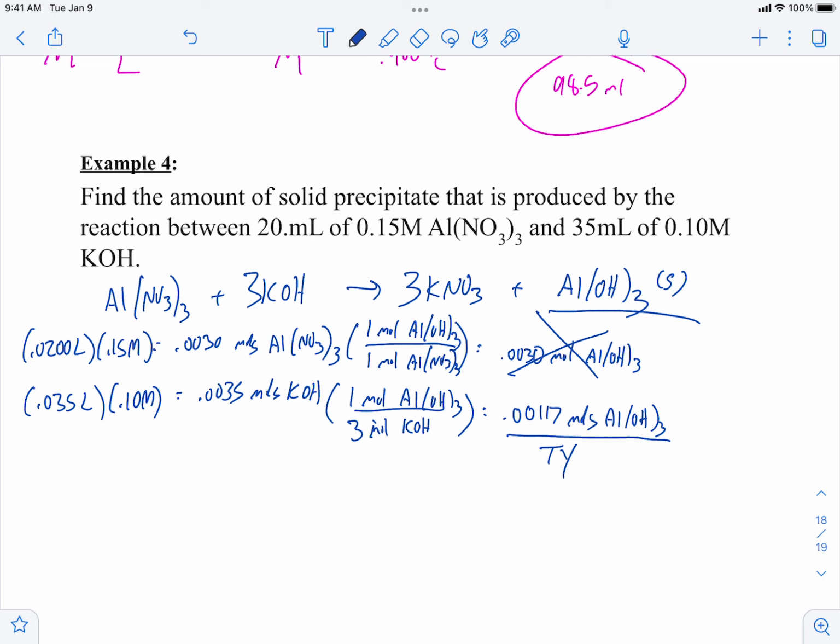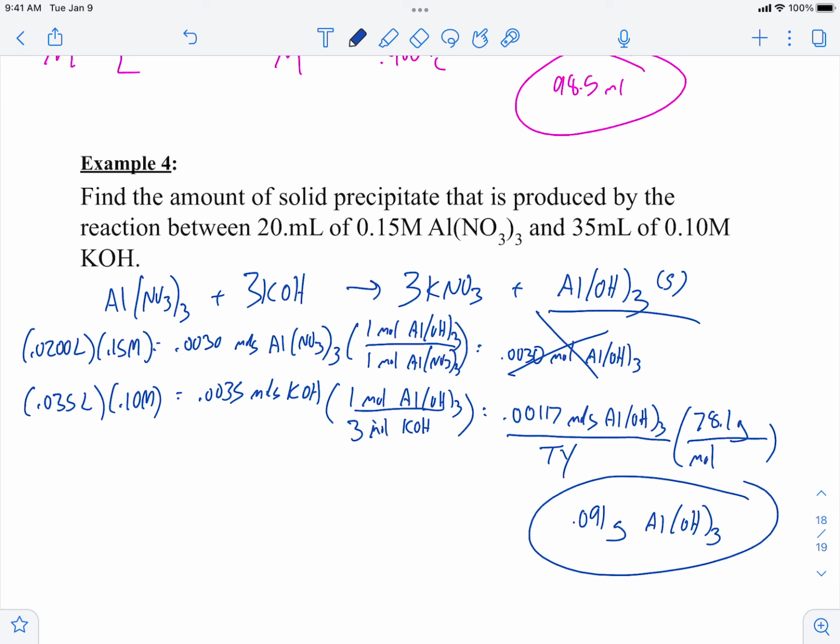And our last step, I guess we could leave it here. It didn't specify what unit. So if you just got here this far, that's fine. I probably will ask on the test for this to be in grams. So we need to go one more step and convert using molar mass. So a mole of aluminum hydroxide weighs 78.1 grams. And so when you multiply, 0.091 grams of product. There we go. And ours it says grams.